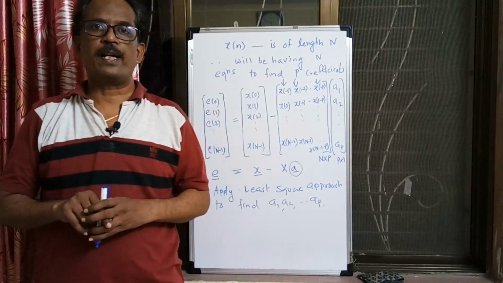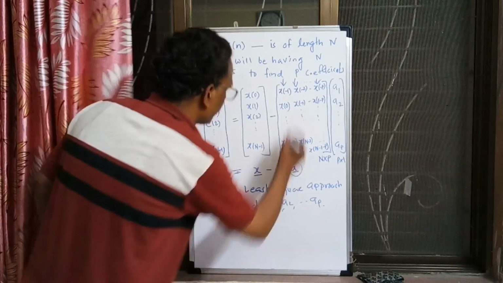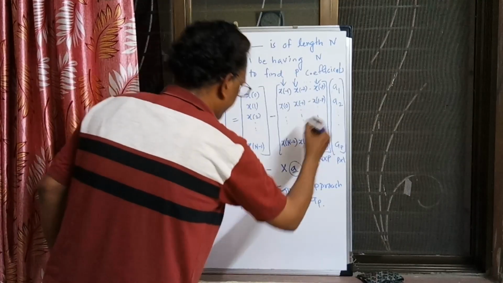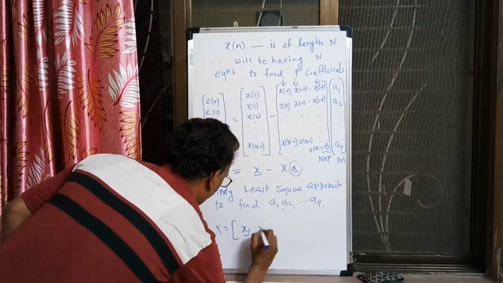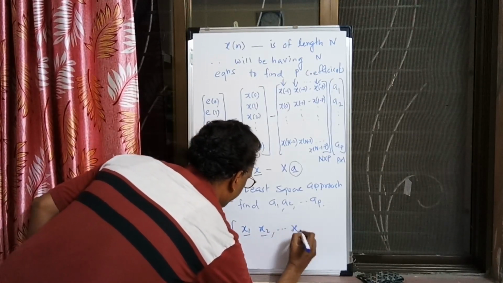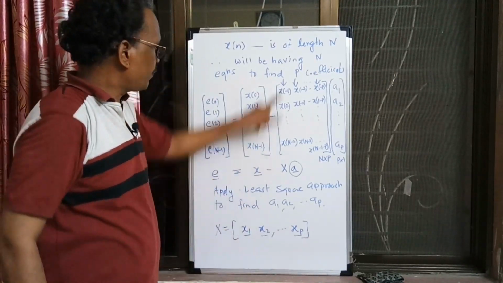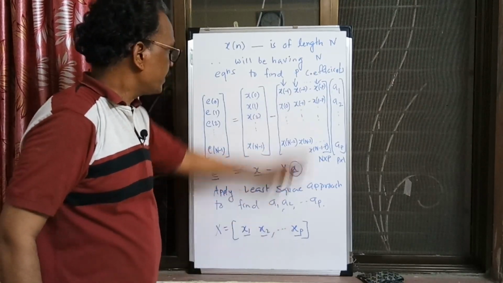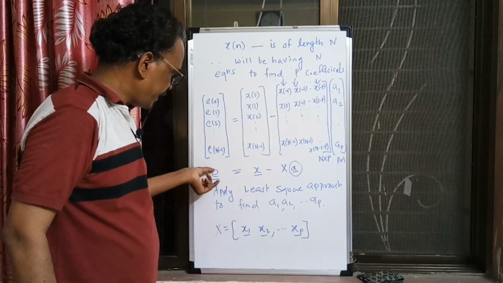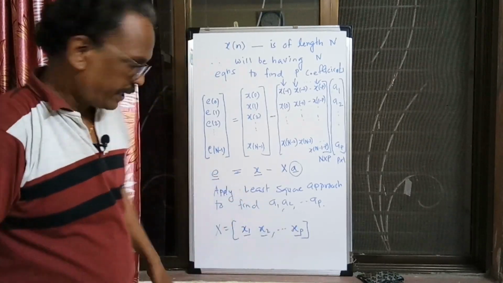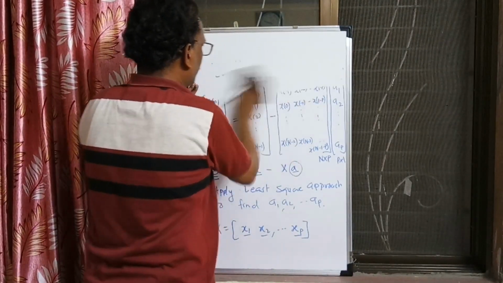Least square approach assumes that the error is orthogonal to the observation. Observation is this matrix. This matrix is also called the observation matrix. So matrix X has vectors: let us say vector x1 is the first column, vector x2 the second column, and vector xp the last column. So the matrix can be written as a collection of vectors. I am saying that x1 and E are perpendicular, x2 and E perpendicular, xp and E perpendicular. That is the least square approach.